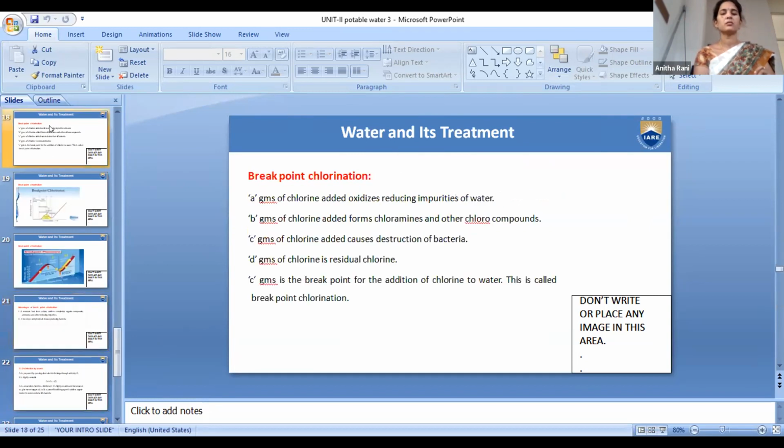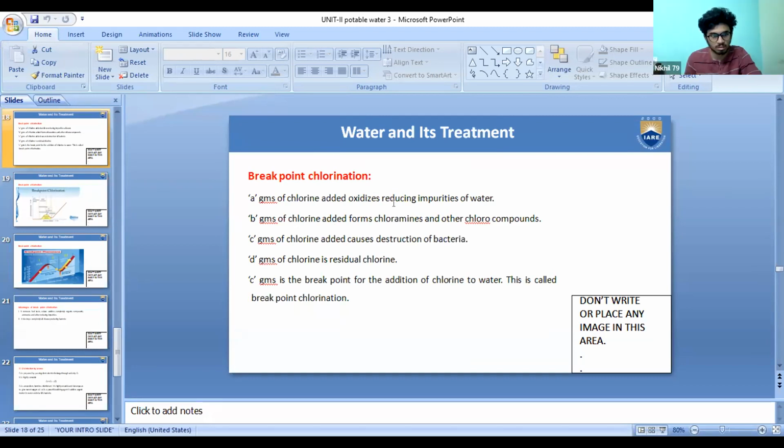Now students, are you there? Yes, ma'am. Now I am taking 4 grams of chlorine. When you are adding 8 grams of chlorine or 1 gram of chlorine, now tell me, what is the reaction in water with chlorine? You are adding 8 grams of chlorine in water.